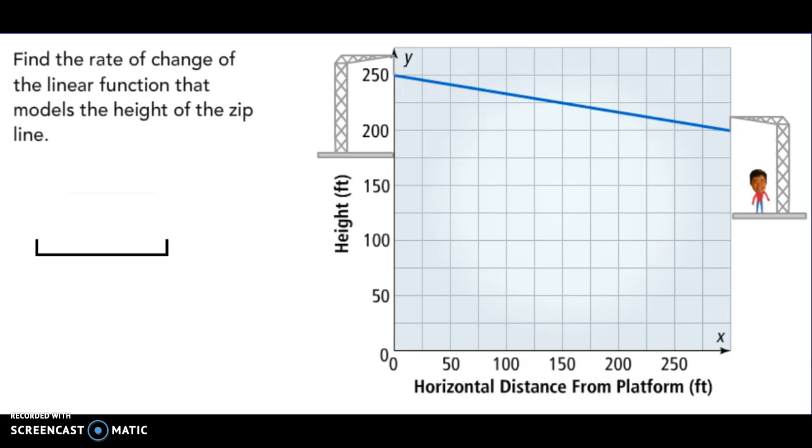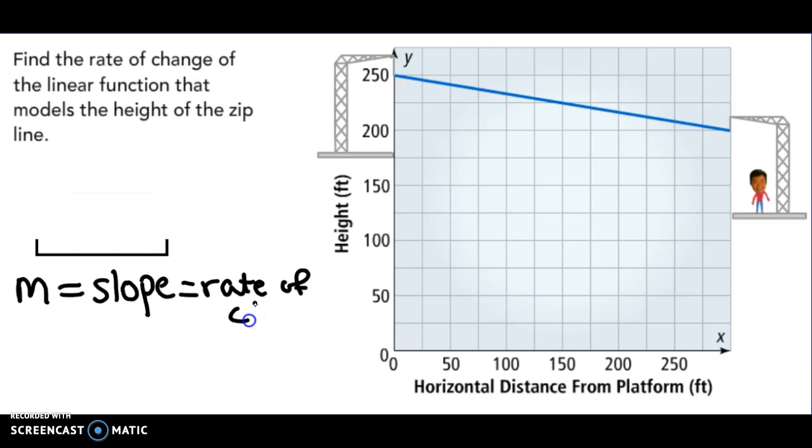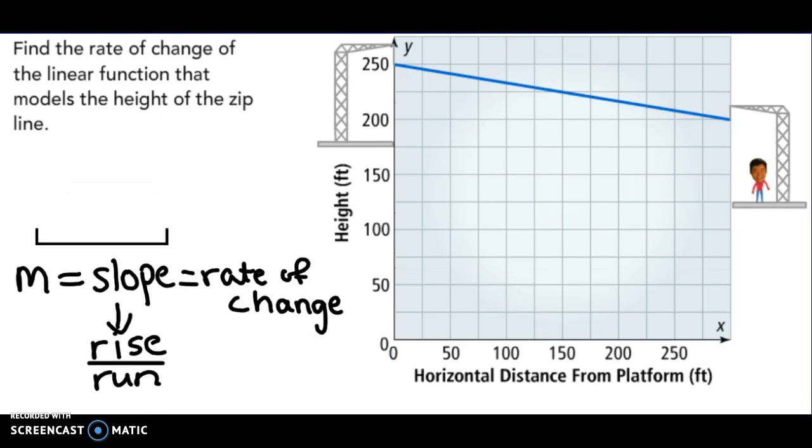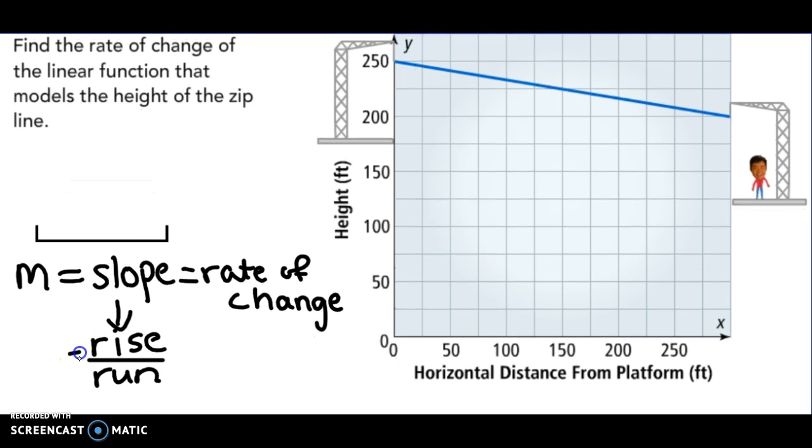Find the rate of change of the linear function that models the height of the zip line. Remember in our previous lessons, we talked about m being the slope. It's also known as our rate of change. We talked about slope helping us identify that from a graph would be rise over run. So from the graph that we have here, we're going to implement our rise over run.